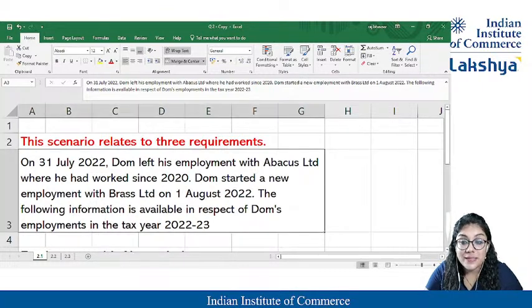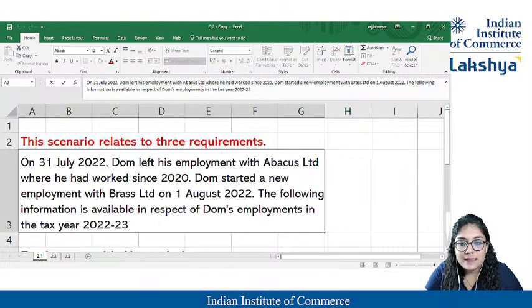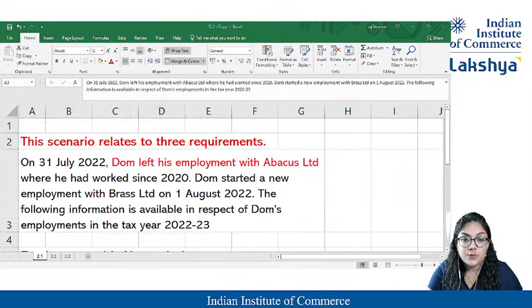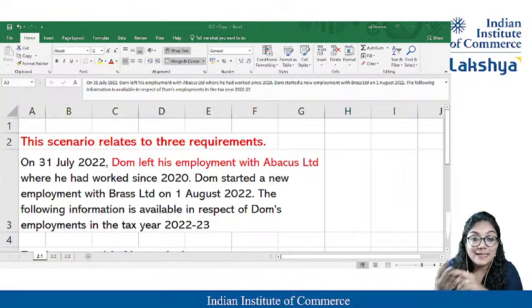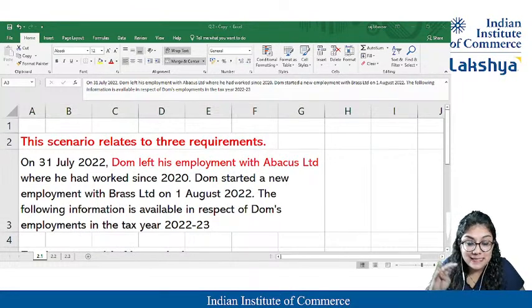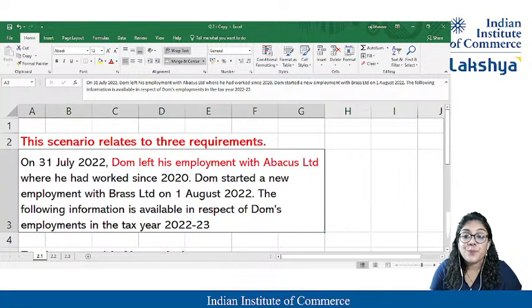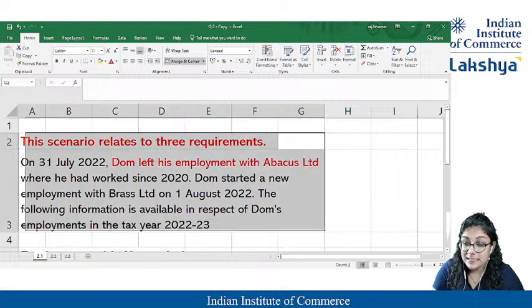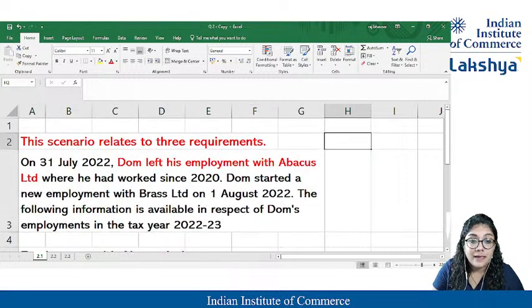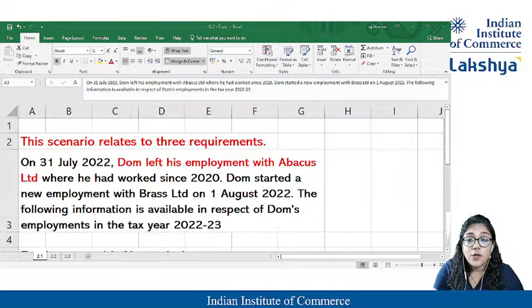On 31st July 2022, Dom left his employment with Abacus Limited. So maybe April, May, June, July, he was employed in that company for 4 months in the fiscal year, and after that he leaves the company. He had worked there since 2020, started a long time ago, and now he wants to leave. So in the current year he has worked for just 4 months.